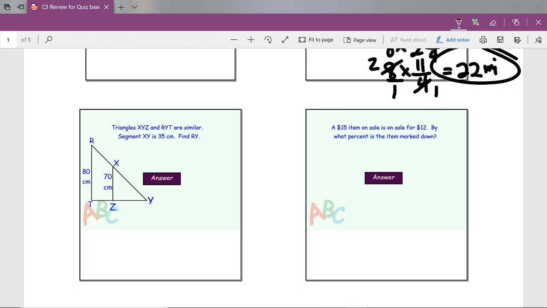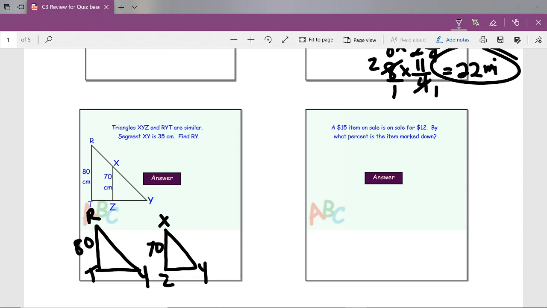All right, the next one says triangles XYZ and RYT are similar. Segment XY is 35 centimeters. Find RY. Well, we have this funky figure. I'm actually going to draw it as two different triangles so that I can see my similar triangles. This one is RTY, the big outside triangle. And then I have a small inside triangle that's XZY. Well, we have some information. This is 70 and this is 80. And then I also know from the description that XY is 35.